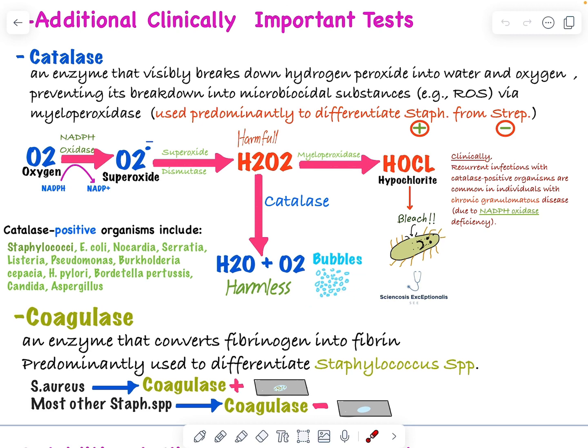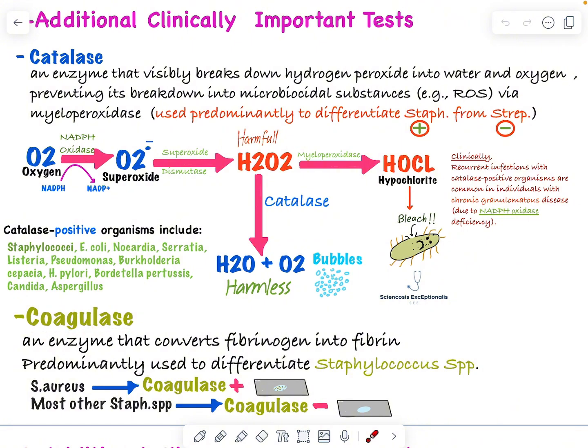Clinically, patients with chronic granulomatous disease are deficient in the NADPH oxidase enzyme, which is responsible for the conversion of oxygen into superoxide. So it contributes to the ROS formation. So those patients experience recurrent infections with catalase positive organisms.